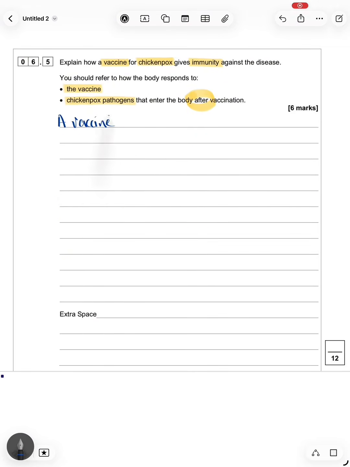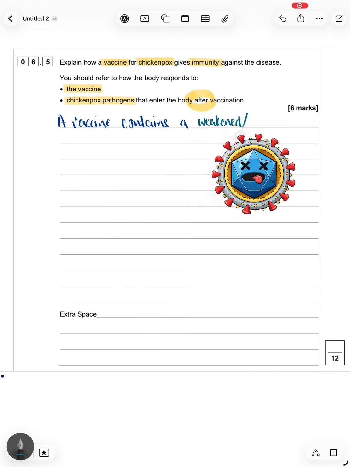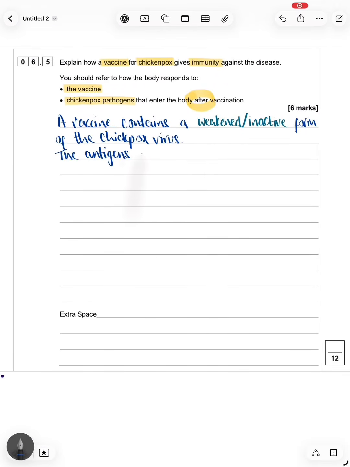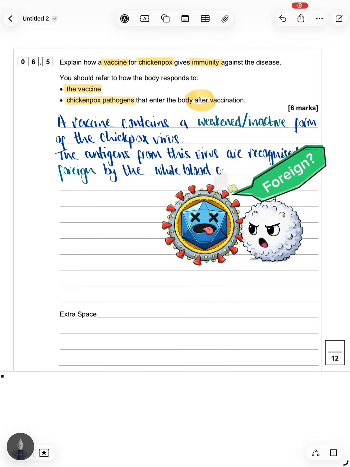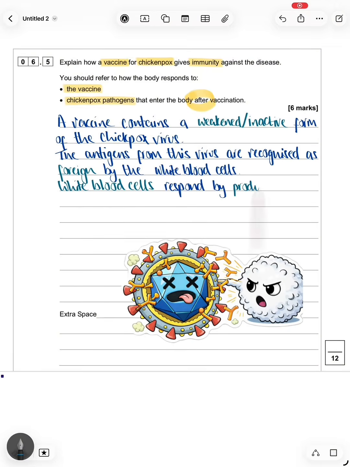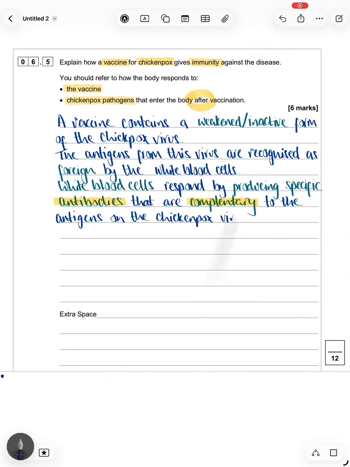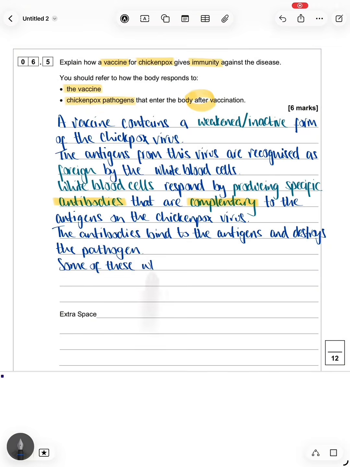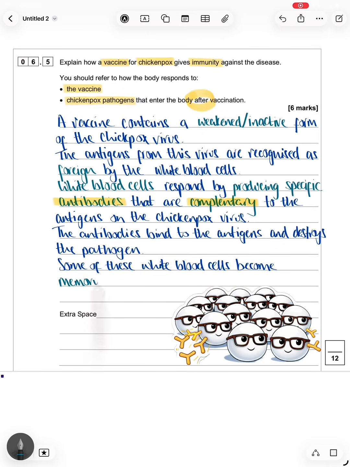A vaccine contains a weakened or inactive form of the chickenpox virus. The antigens from this virus are recognized as foreign by the white blood cells. White blood cells respond by producing specific antibodies that are complementary to the antigens on the chickenpox virus. The antibodies bind to the antigens and destroy the pathogen. Some of these white blood cells become memory cells. So this was the first part of the question.